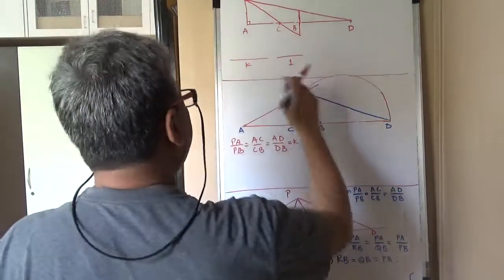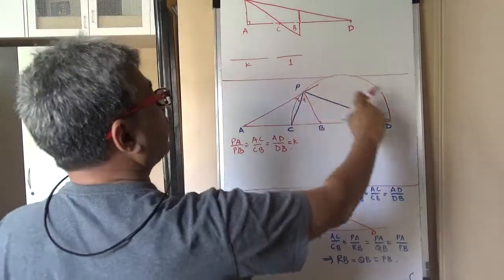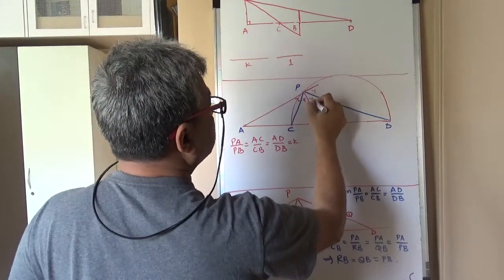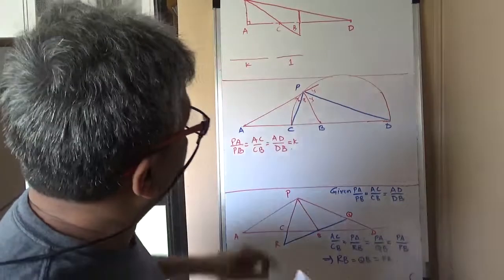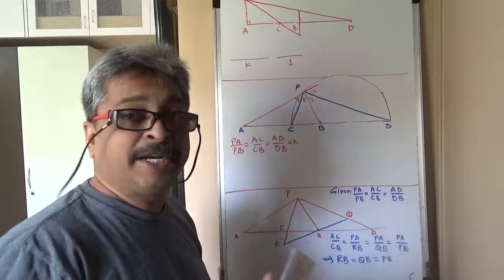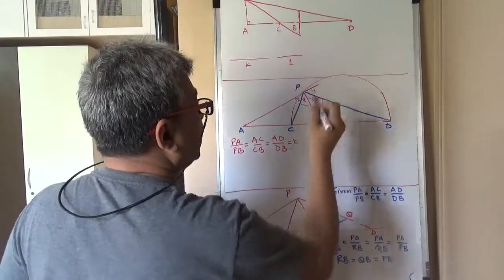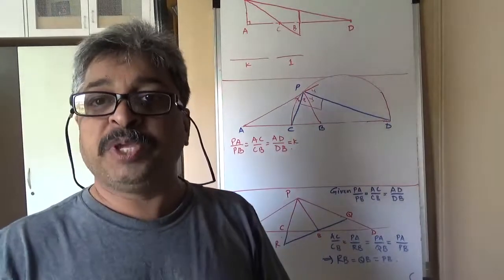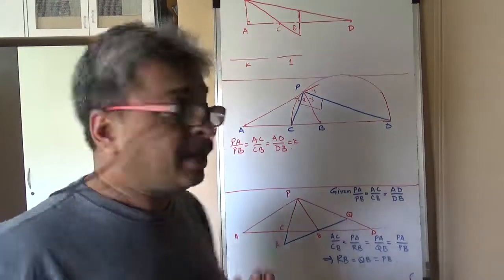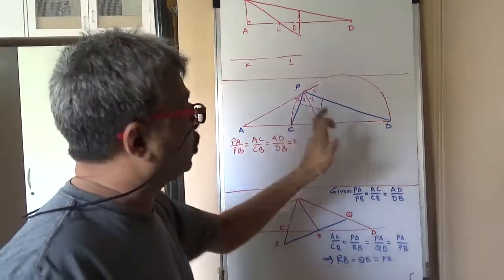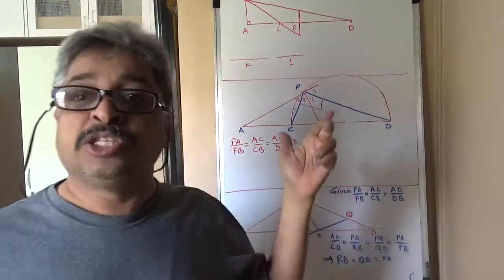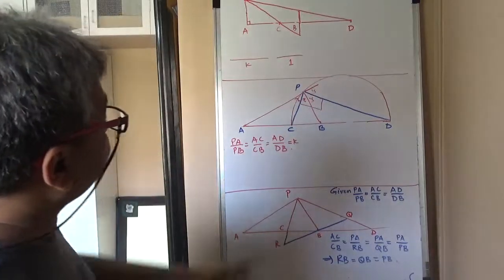Okay, so if for point P, the internal angle bisector is C and the external angle bisector is D, then these two angles are equal and these two angles are also equal. That means the angle subtended at P by C and D will be 90 degrees. X plus Y happens to be 90 degrees, and all those points P which subtend 90 degrees with C and D will give me exactly the same ratio, which is AC upon CB or AD upon DB, which in this case is PA upon PB, which is equal to K.